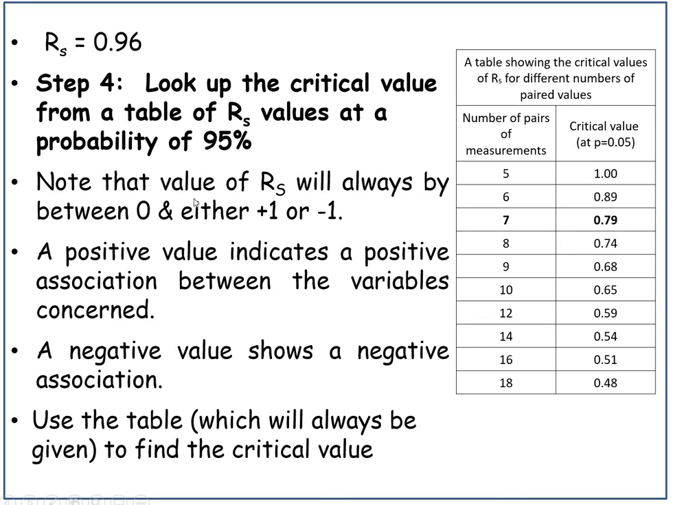So for the correlation coefficient, you've always got to get a value between +1 or -1. If it's closer to +1, it means there's a positive correlation. If it's negative, there's a negative correlation. The closer it is to 1 or -1, the stronger the correlation.